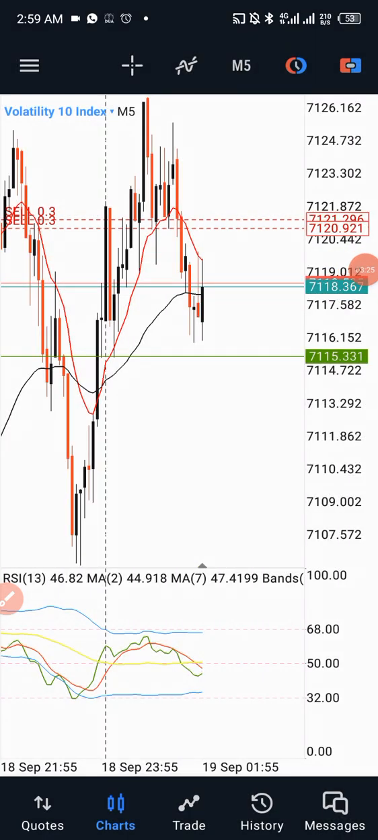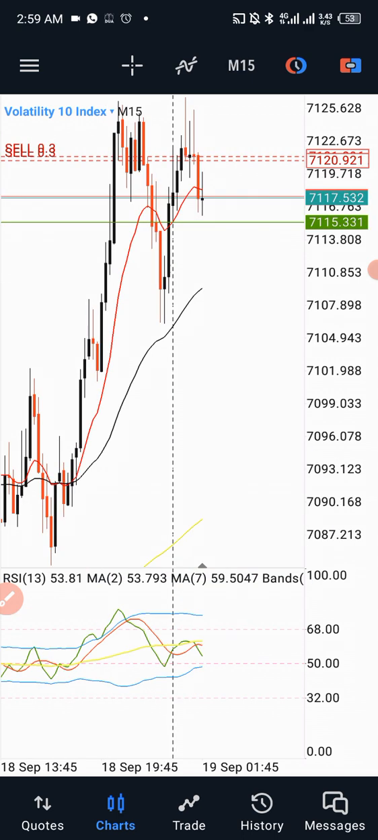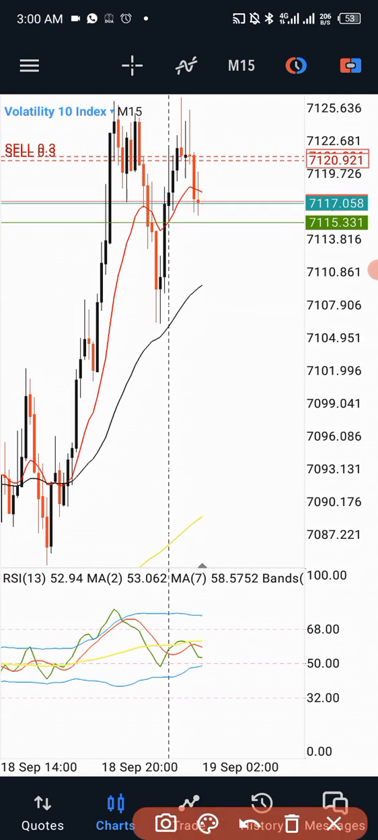Now for the session, I've given three things to look out for before you can take a trade. You consider your structure. On our 15-minute time frame, you can see that we had a break in market structure. This break in market structure was not with a candle close, so I know it's a liquidity grab.